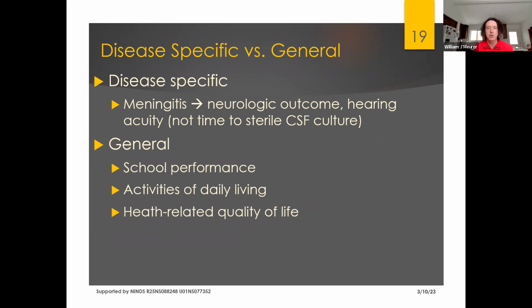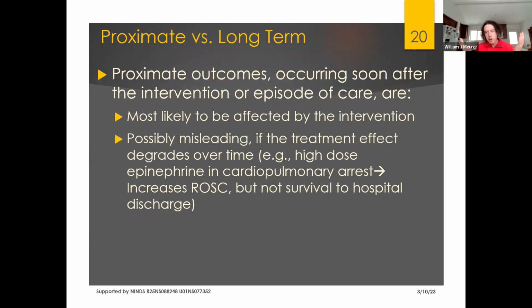So again, using this sort of example of a disease-specific outcome, meningitis can have a specific neurologic outcome like hearing acuity. That would be, not time to a sterile CSF culture. That would be a disease-specific outcome measure. Some that would be more general, like what is their performance in school? What's the Vineland behavioral score? How are they doing with activities of daily living and health-related quality of life if we're thinking about an outcome after childhood meningitis.